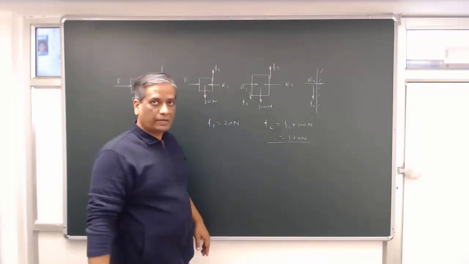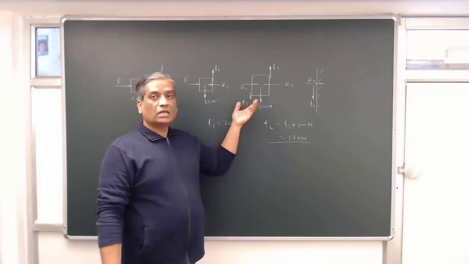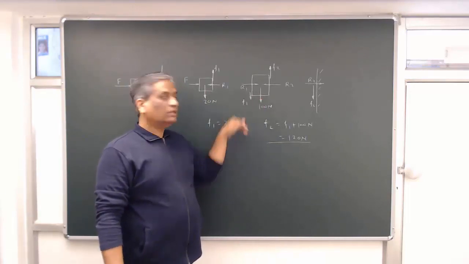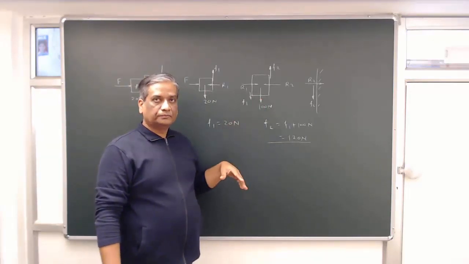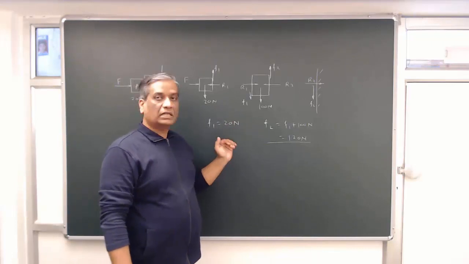Pretty straightforward, right? Because the frictions are balancing the weight of both the blocks. Clear on that? So it's a pretty straightforward question.